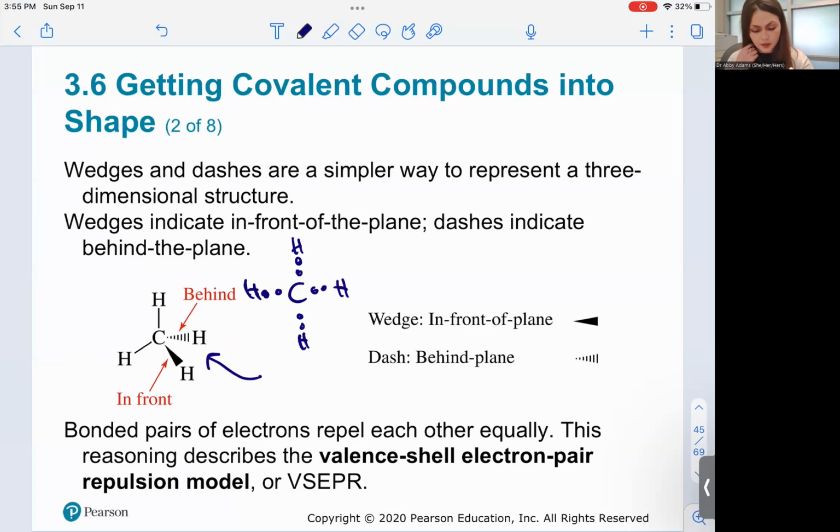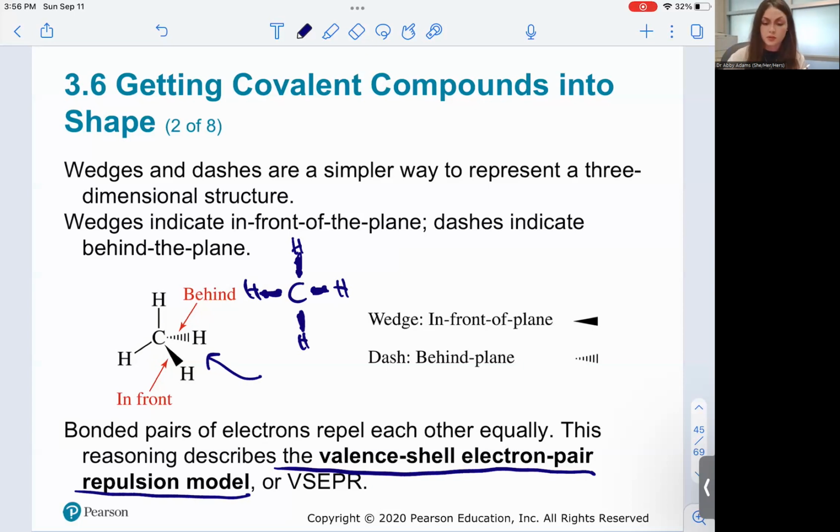These are bonded pairs. All right. So bonded electrons are going to behave differently. They're going to repel each other equally as opposed to unbonded pairs of electrons. All right, so that's what we're going to get to. But the reasoning that describes this repulsion is called the valence shell electron pair repulsion model.